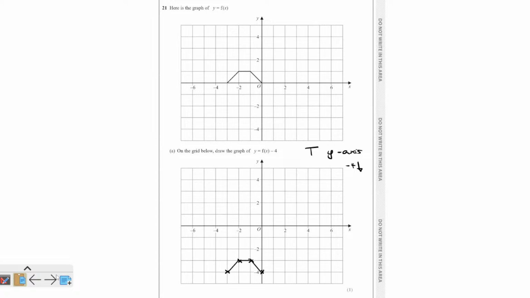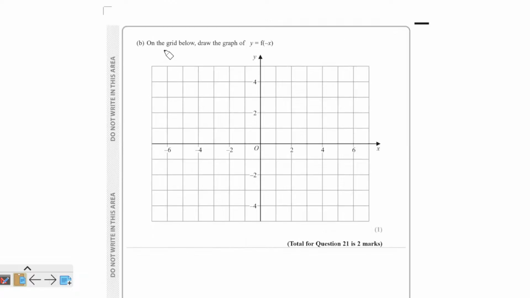And I think on the next page there's another one, so we might have to flip back and forth a bit. Yes. Part B, on the grid below, draw the graph of y equals f of negative x. So when it's a negative and there's no numbers, that means it's a reflection. So it's either a reflection in the x or the y-axis, and then we have to figure out which one of those it is, based on where the negative is. So the negative is next to the x. I always think of this as the wrong way around. Because it's next to the x, it's a reflection in the y-axis.